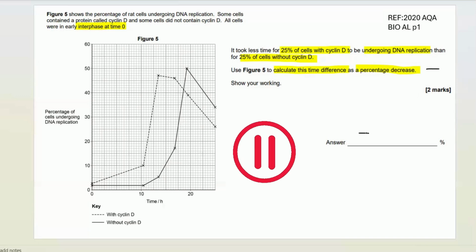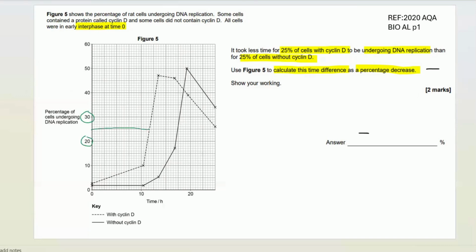Pause the video. Okay, so first thing we want to do is realize that it mentions 25%. So we've got percentage on the left hand side here. And if I go between 20 and 30, that's 25%. And we're looking at these two lines. The dotted line is with cyclin D and the black line without cyclin D. We want to find the percentage difference in the time for these two readings. So if I go to the first one, we now want to draw a line going down.